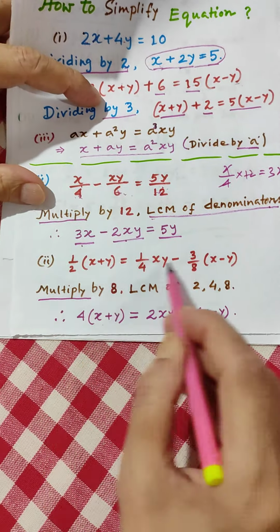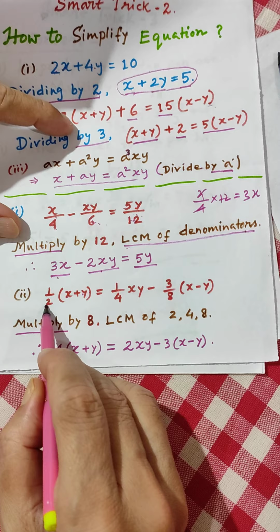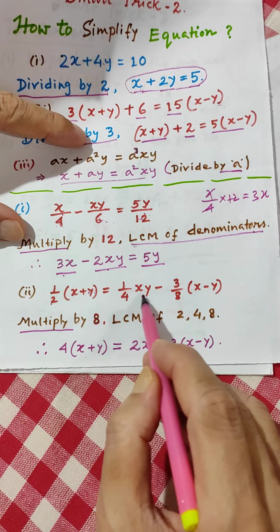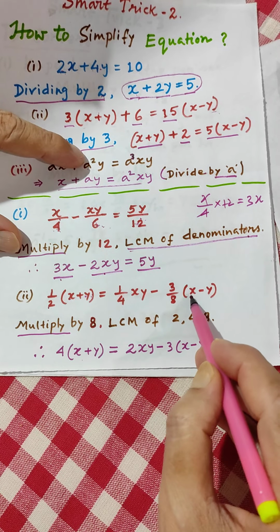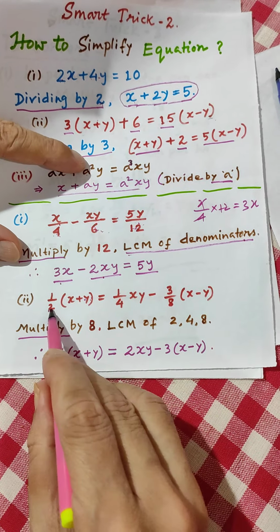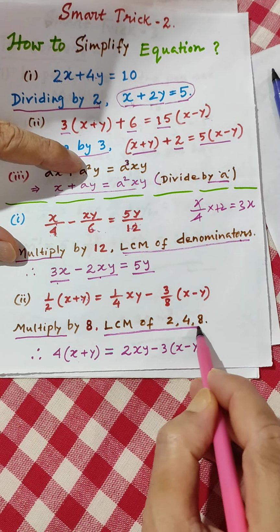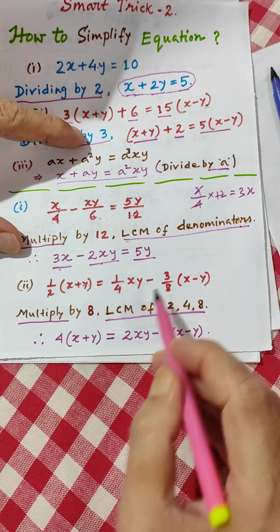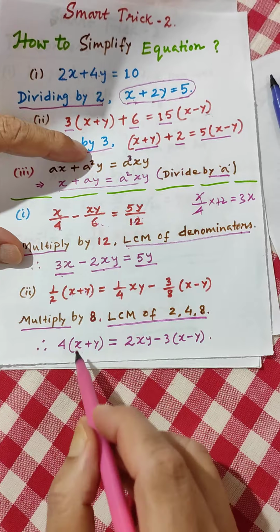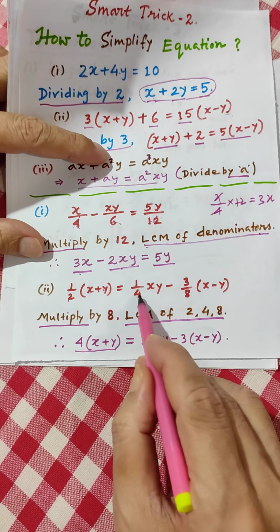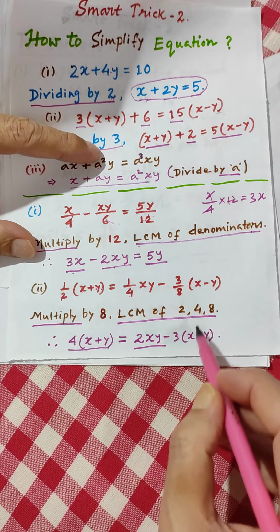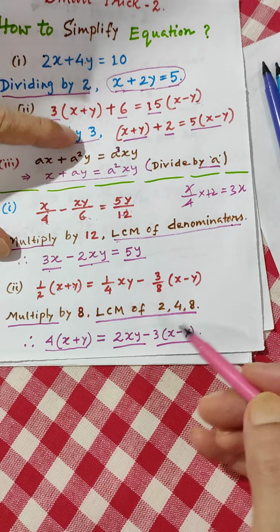Similarly, look at this example. Again there are fractions. Half into x plus y means x plus y by 2. 1 by 4 xy means xy by 4. 3 by 8 into x minus y means 3 into x minus y by 8. Now what are the denominators? 2, 4 and 8. So we find the LCM of denominators 2, 4 and 8. Now what is the LCM? 8. So we multiply each term by 8. When you multiply this term by 8, it becomes 4 into x plus y. When you multiply this term by 8, it becomes 2xy. And when you multiply this term by 8, it becomes 3 into x minus y. So you see fractions are removed.